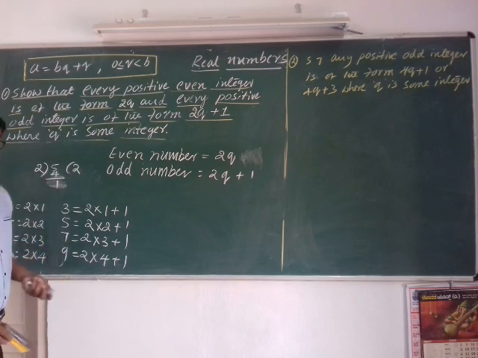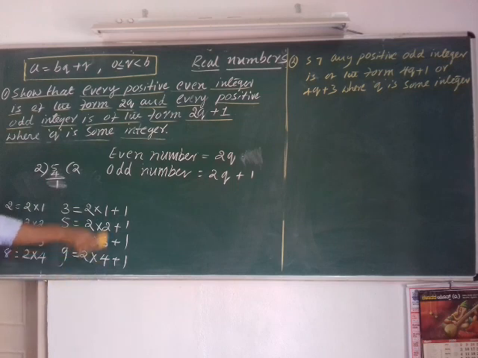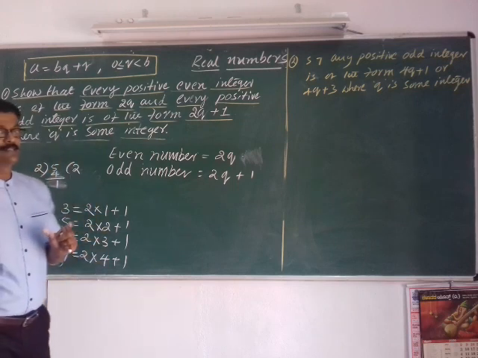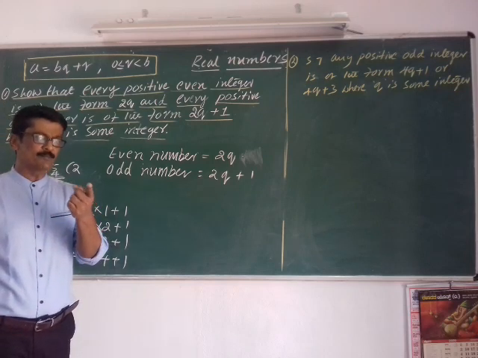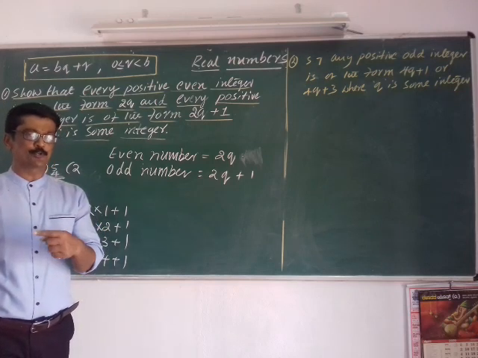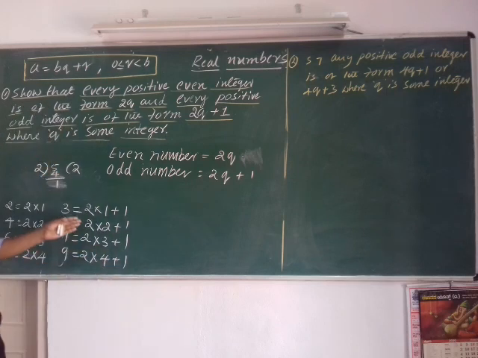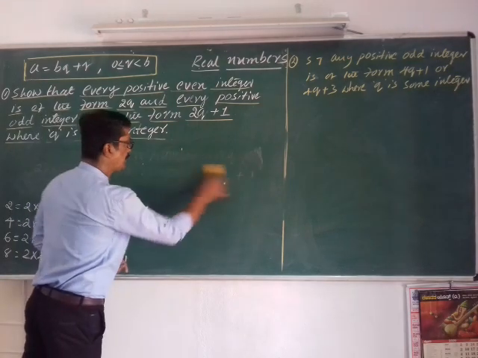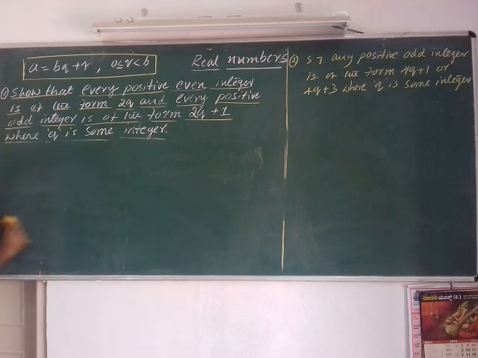See, there is no need to explain all these things in the examination when this question is asked. So now we have to generalize this. Take any positive integer, either it will be of the form 2q or it will be of the form 2q plus 1. If it is even, it will be of the form 2q. If it is odd, it will be of the form 2q plus 1. So, how much you have to write for this question? No need to write all these things.